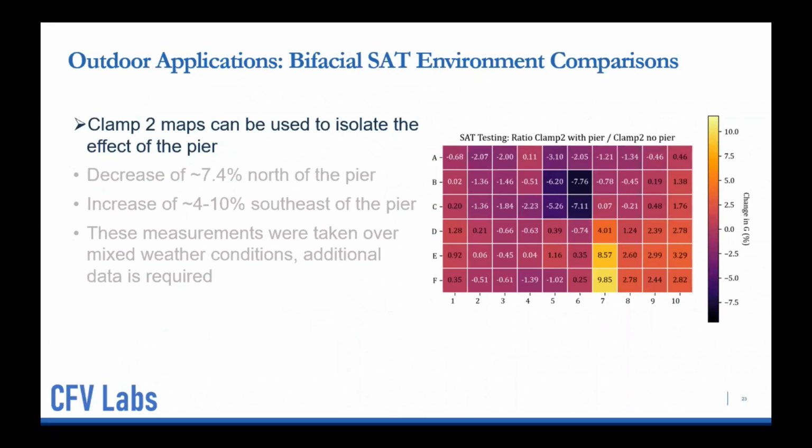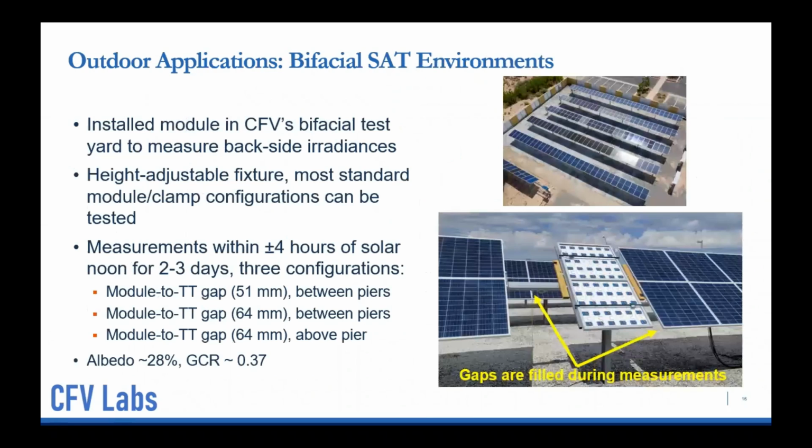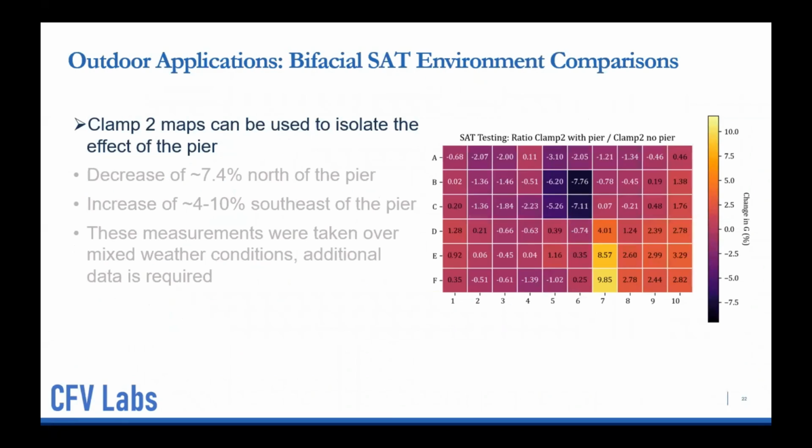We see a decrease just north of the pier. So if I go back just real quick, the module installed right here, you can see the pier. It's basically behind or underneath these two cells, these two groups of cells. So we can see that the uniformity map has changed basically right on top of that pier. And so here we see roughly a 7.4% decrease of irradiance there. But then we see a very interesting and unexpected 4 to 10% increase southeast here. We don't really know the origin of this yet. It's probably some kind of reflection. So we'll be under more clear sky conditions taking some additional measurements to verify this.